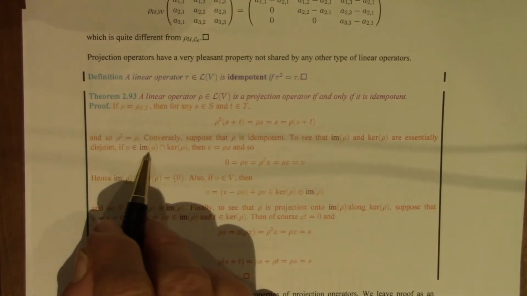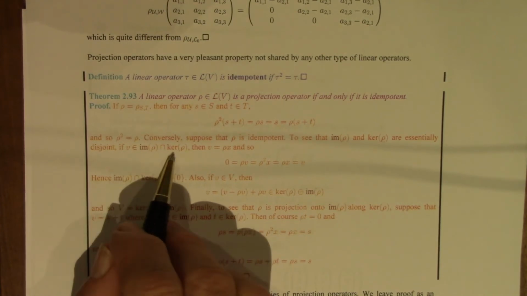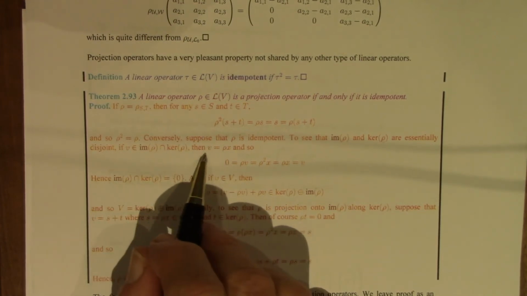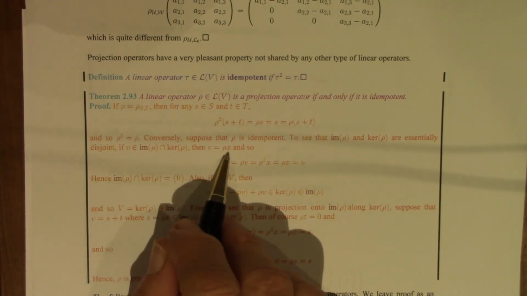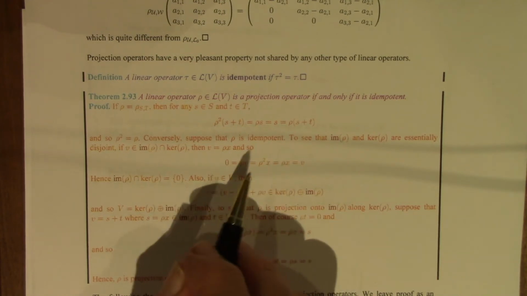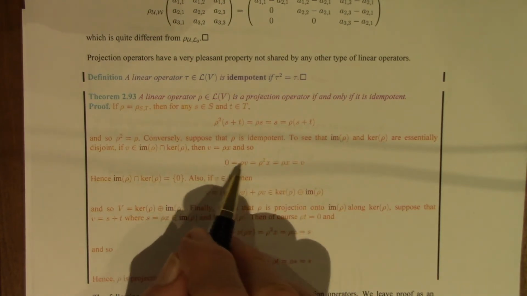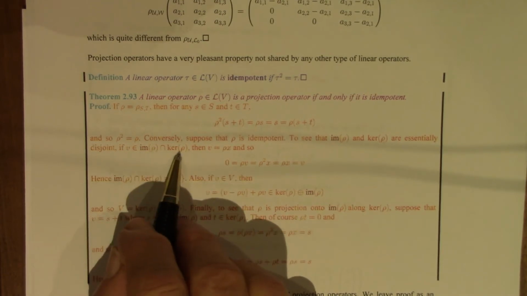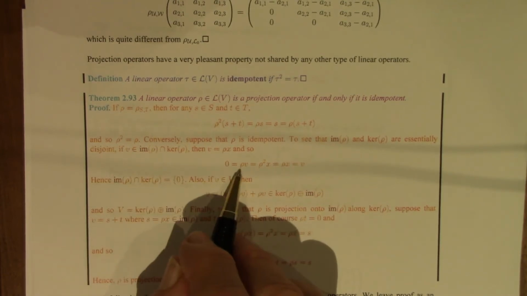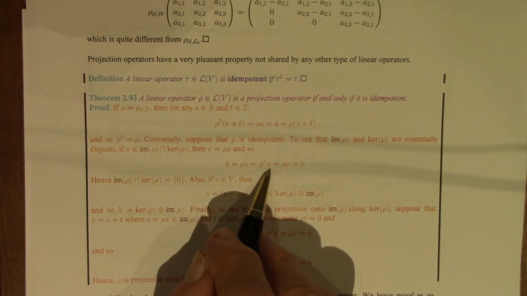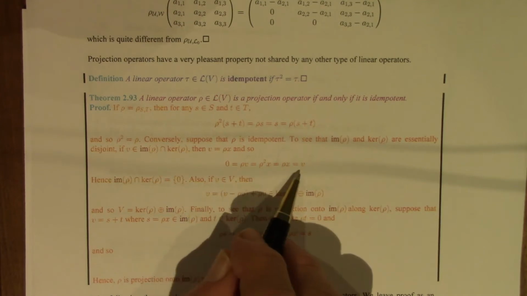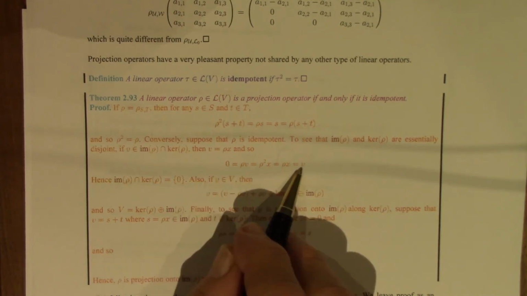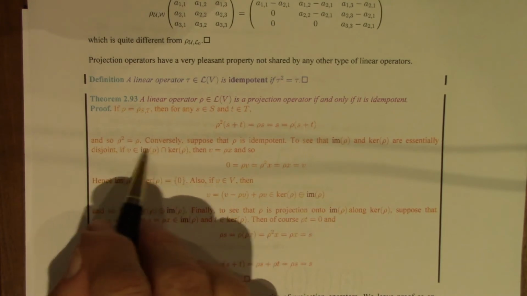Because if v is a vector in common to the two subspaces, then because it's in the image of ρ, it's ρ of x for some other vector x. And so 0 is ρ of v, because v is in the kernel of ρ, and that is ρ squared of x, which is ρ of x, because ρ is idempotent, and that's v, so v is 0. So these two subspaces are essentially disjoint.